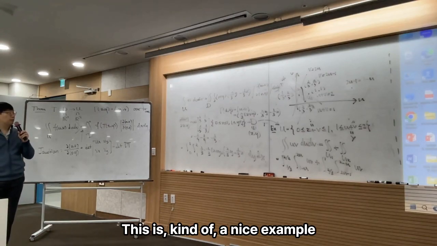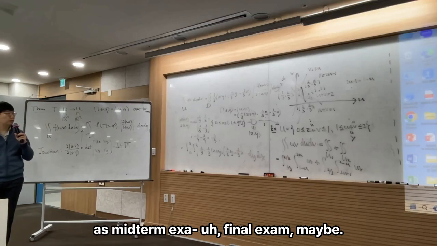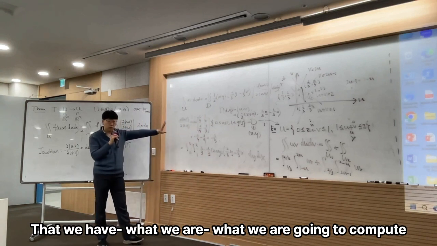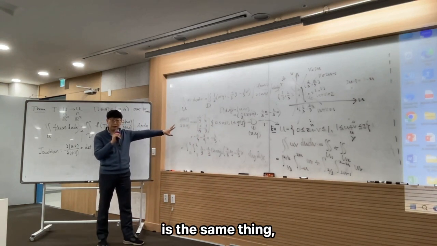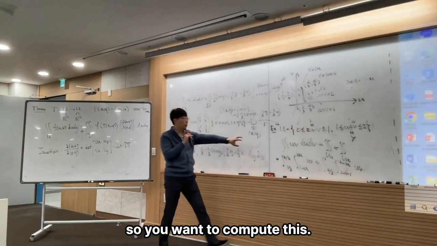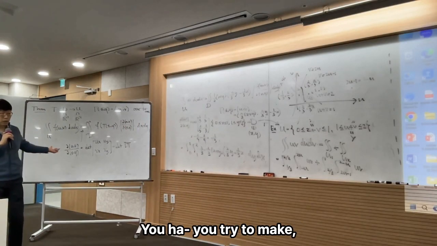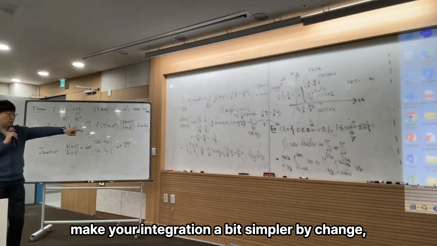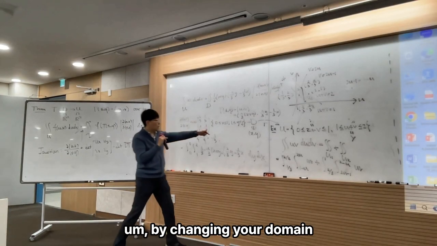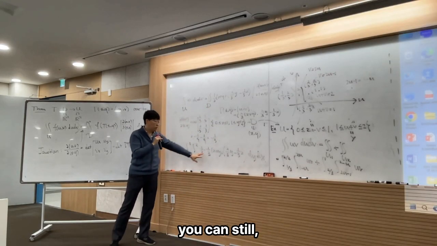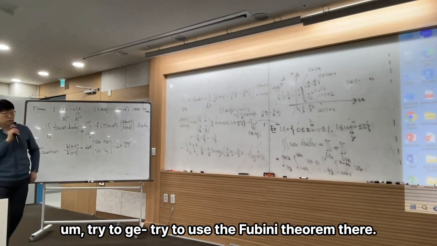This is a nice example, so I might think of this as a midterm or final exam question. So you understand that what we are going to compute is the same thing. You can go for the Fubini theorem directly, or you can make your integration simpler by changing the domain of integration into a simpler shape, and then once you get there, you can still use the Fubini theorem.